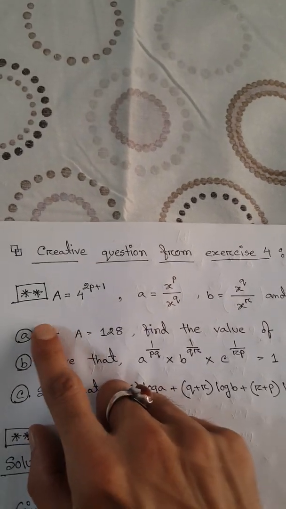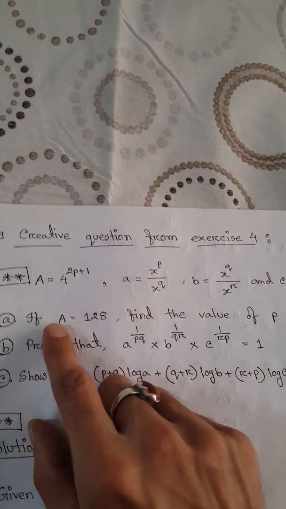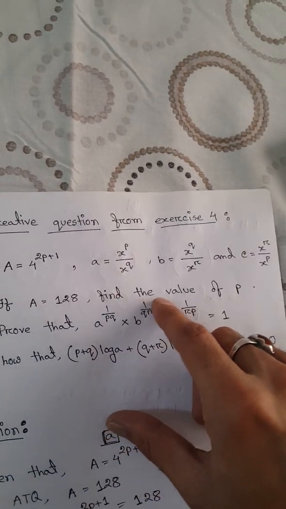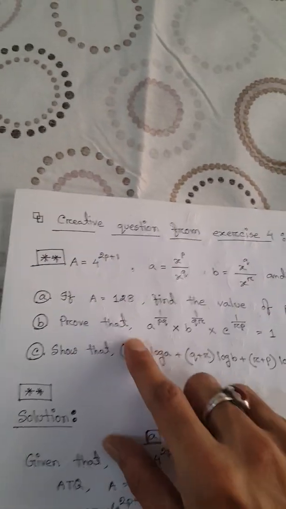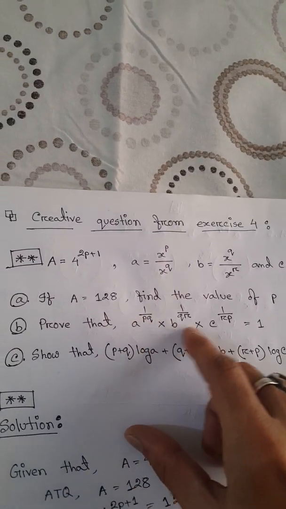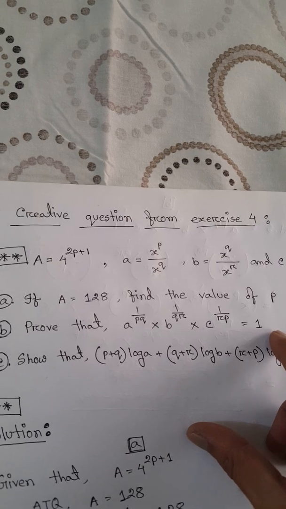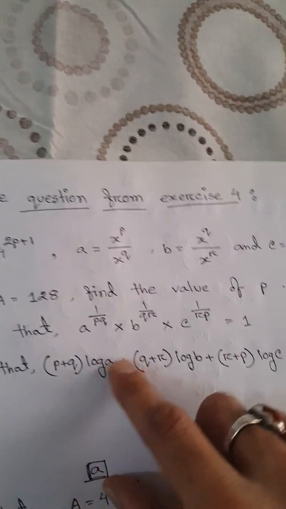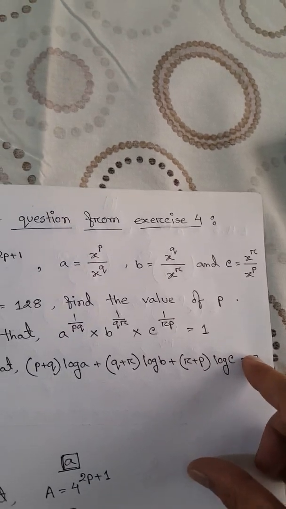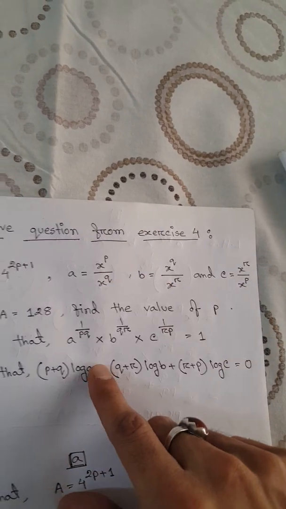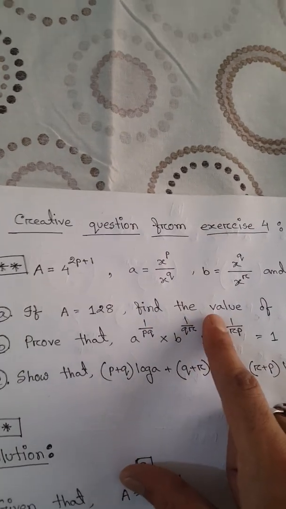Here the three questions are: A, if A is equal to 128, then we have to find the value of p. In B, we have to prove that this is equal to 1, and in C, we have to show that this is equal to 0. So there are three types of formulas we can use here.